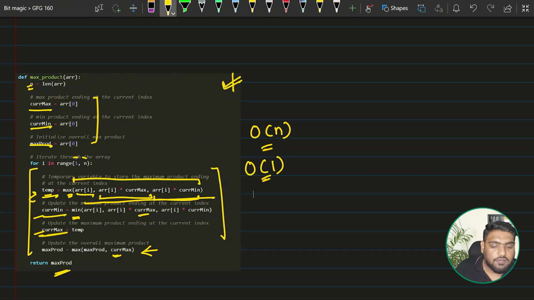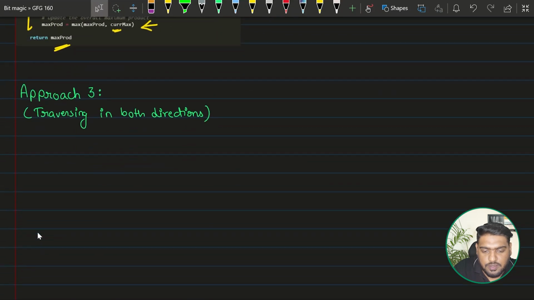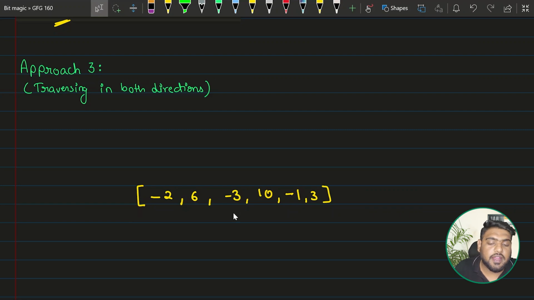But there is one more way that we can think of. This is more of an algorithmic way of approaching this question. But if you try to think logically, and if you want to intuitively form any other approach, then you can. You just need to have a few observations. Let's see it in approach number 3. Let's say we have this example array. Here we have a few negative values and the other ones are positive.